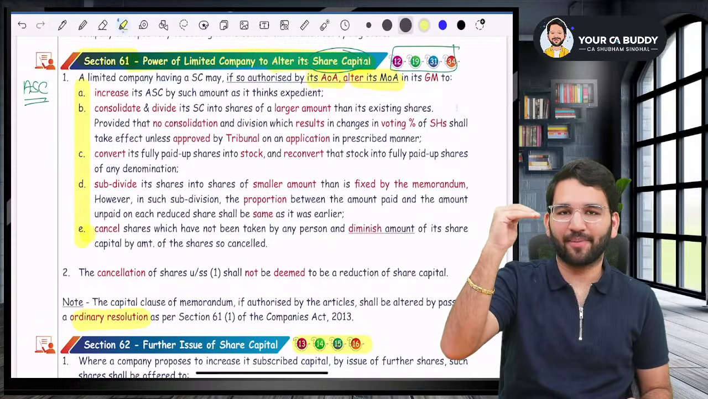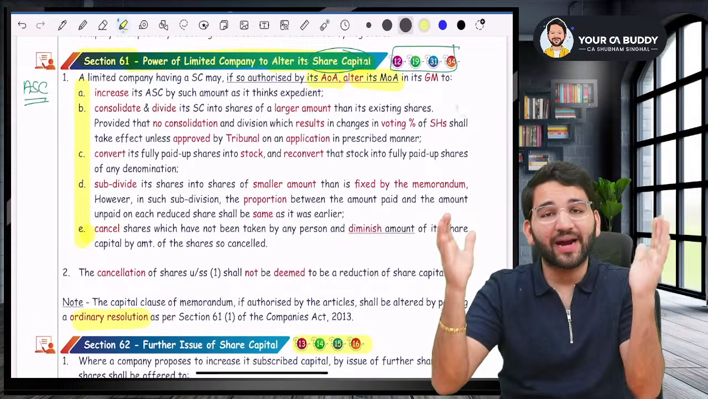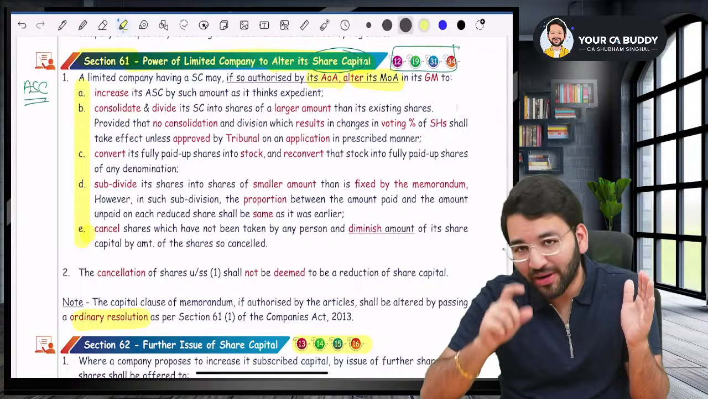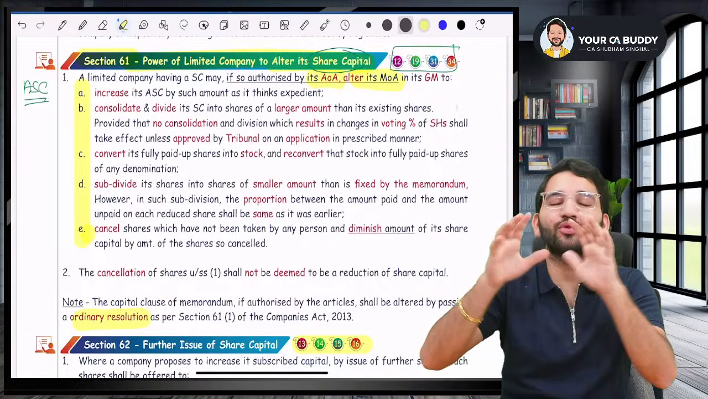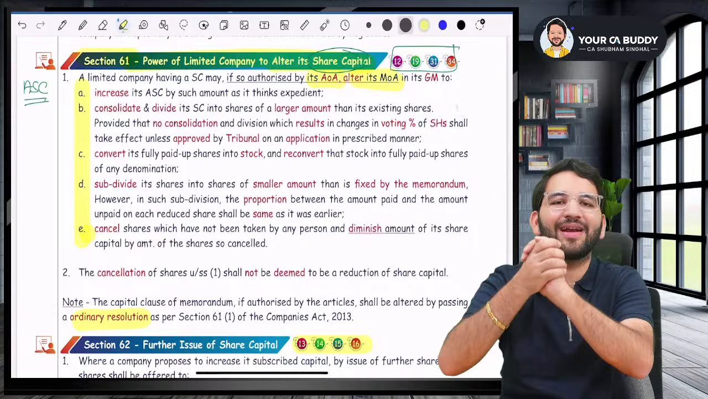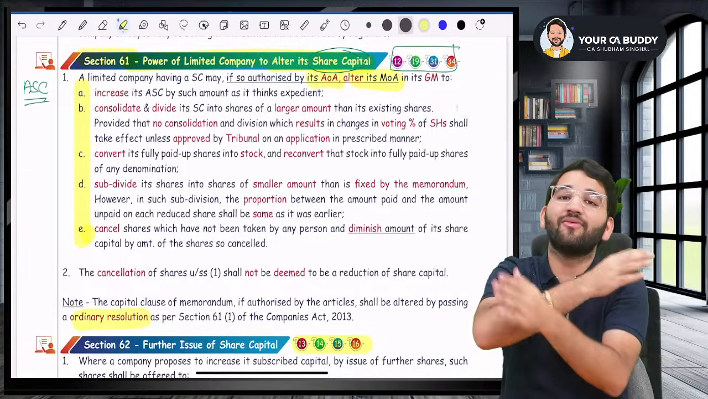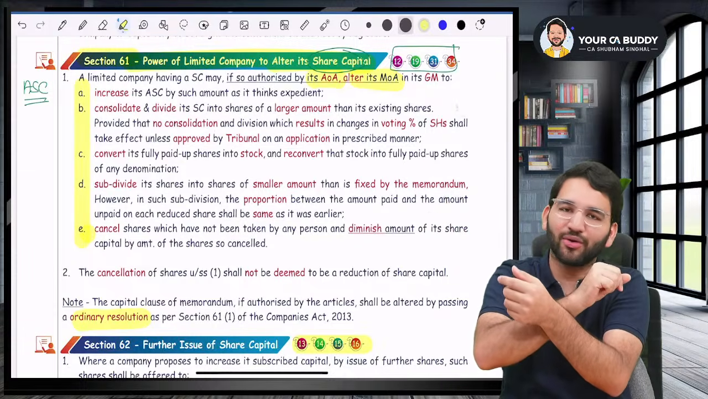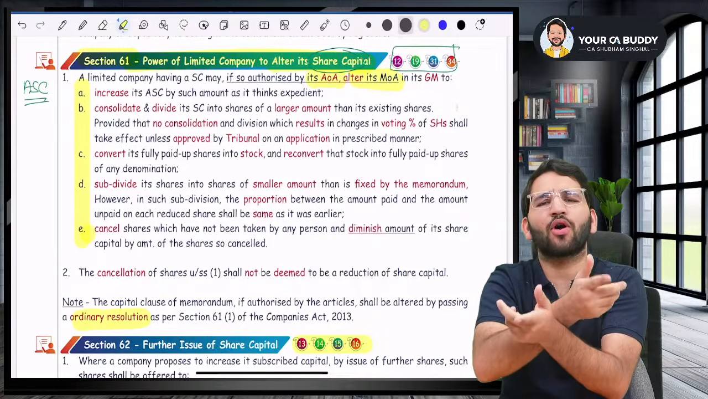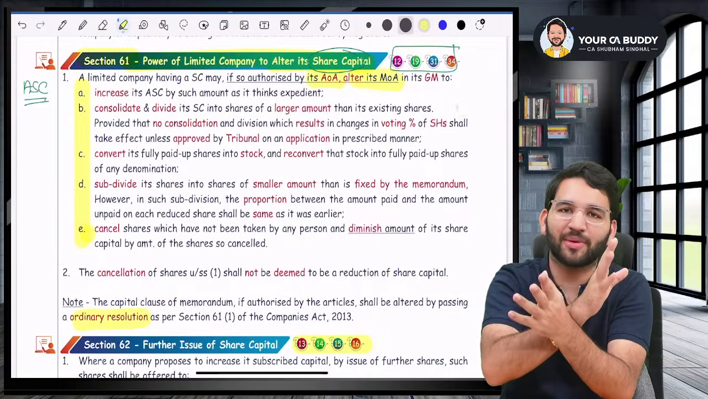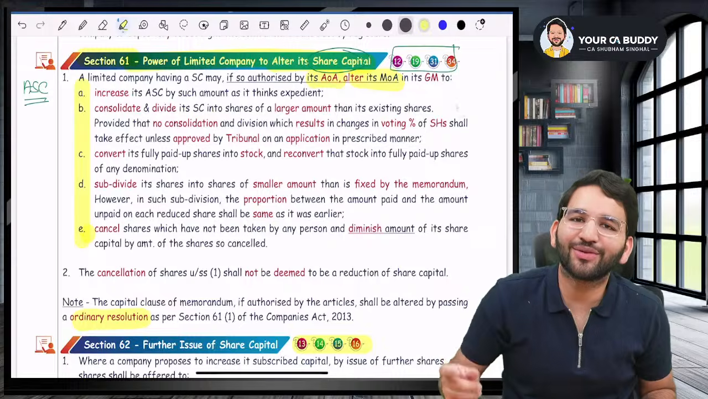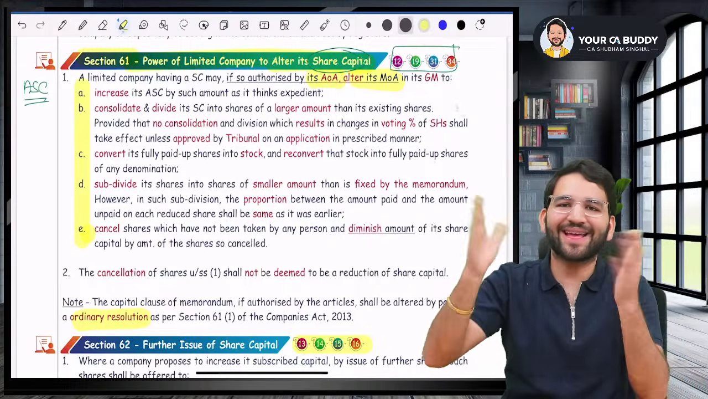Increase the authorized share capital, consolidate and divide it into shares of larger amount. Convert it into stock and then reconvert into shares of any denomination. Subdivide shares into shares of smaller amount, and then cancel.